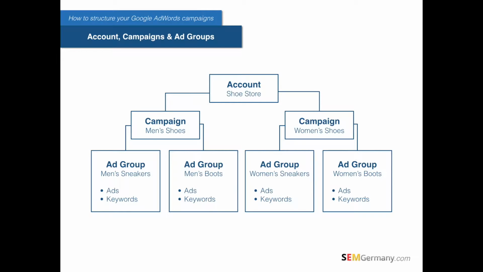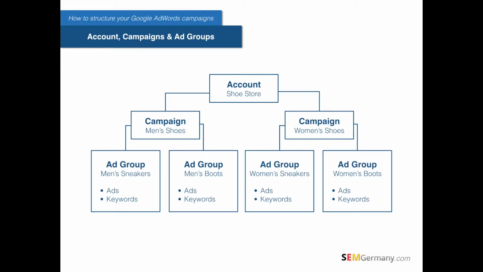Another different but also thinkable way of structuring an account for an online shoe store would be to set up campaigns for types of shoes. So instead of having campaigns for men's and women's shoes, you would have a campaign for sneakers and one campaign for boots and one campaign for running shoes, etc. And within these campaigns then, you set up ad groups for brands or colors or materials, and that's also possible.